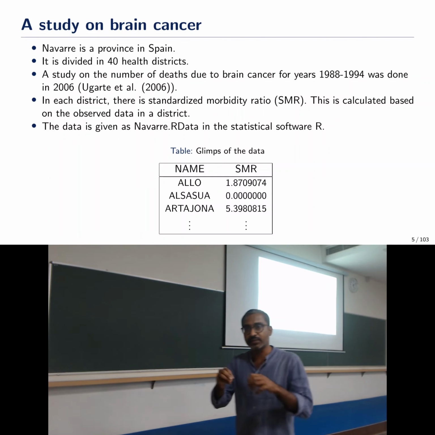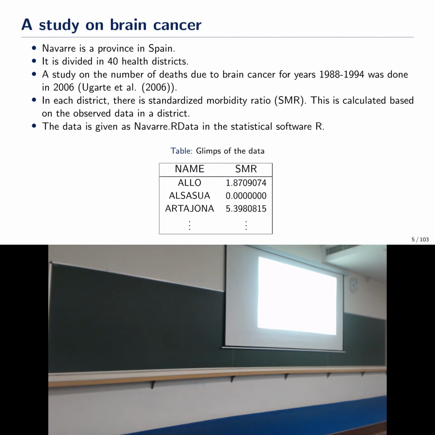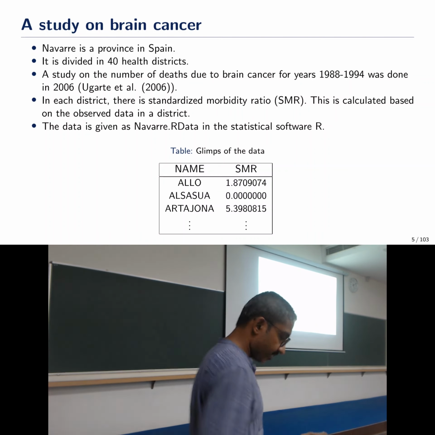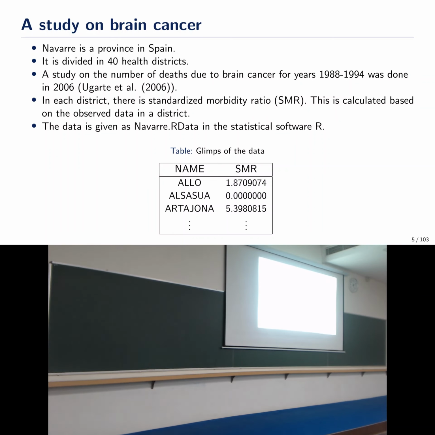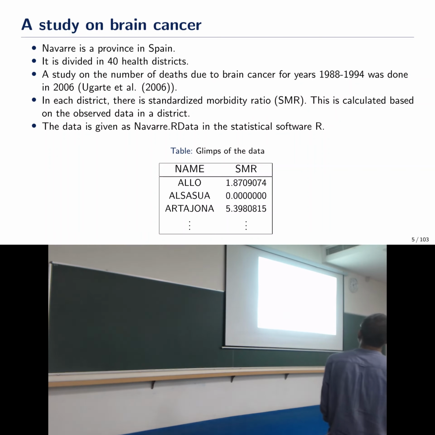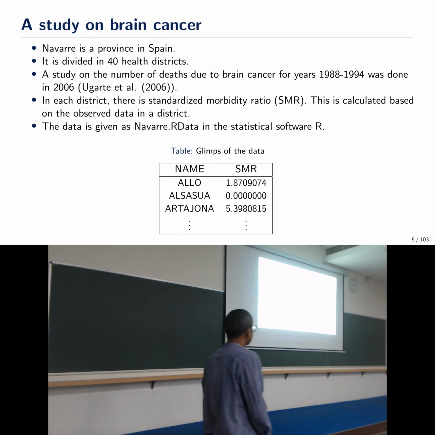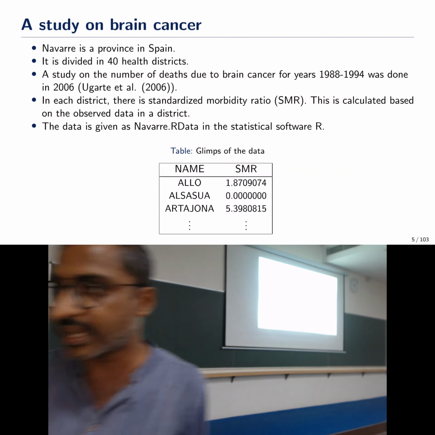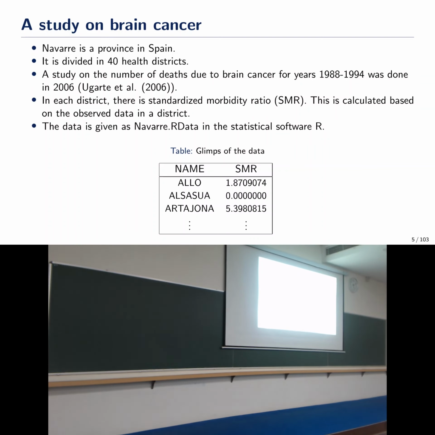For each of these districts, there is something called SMR, which is the standardized morbidity ratio, calculated by a person named Ugarte in 2006. He analyzed this data. Not only he, there were a couple more. Anyway, that was the data dealt with by these persons, and I looked at this data.